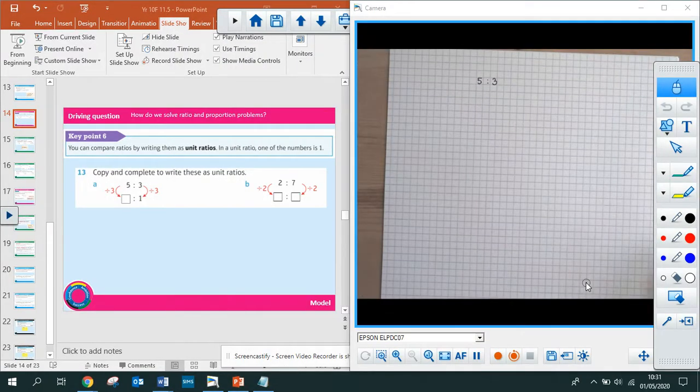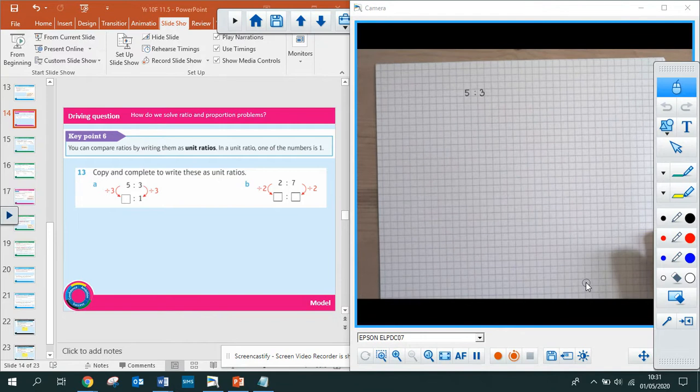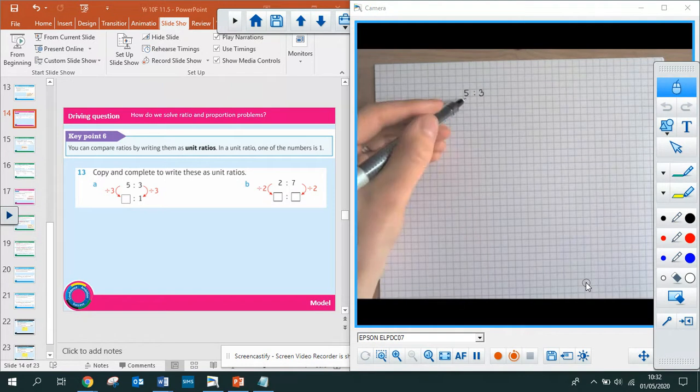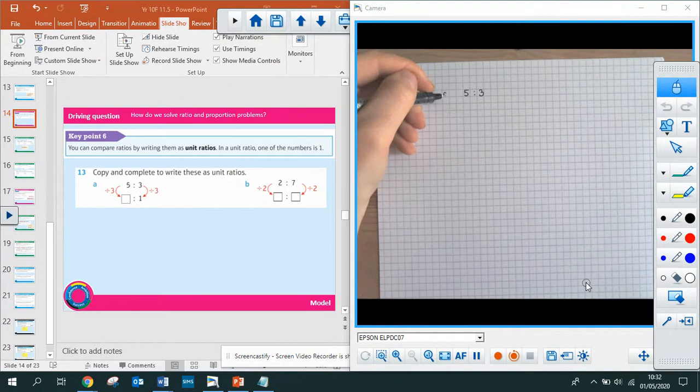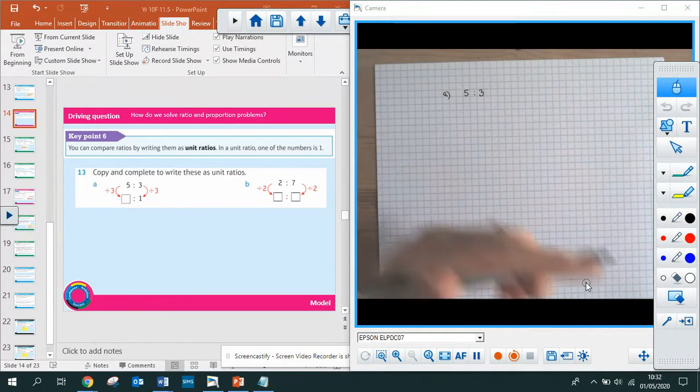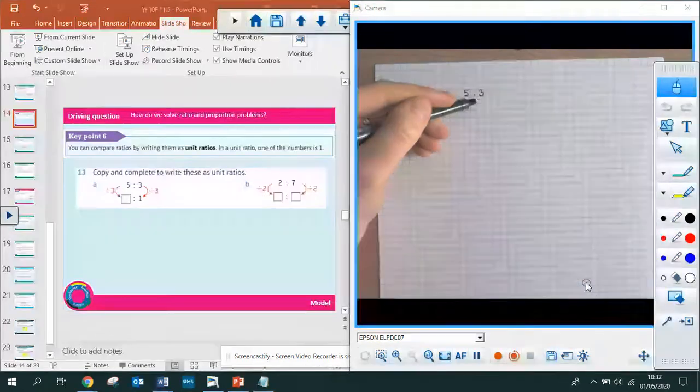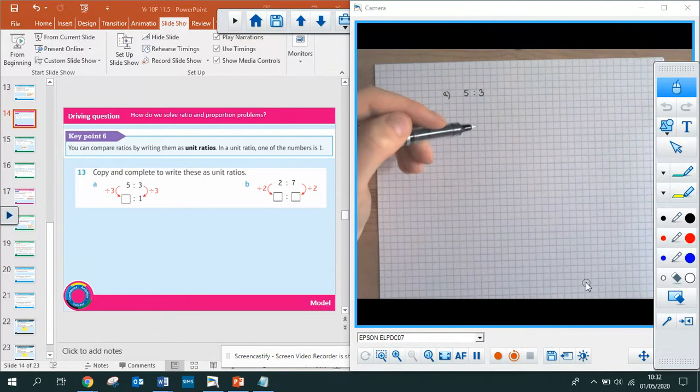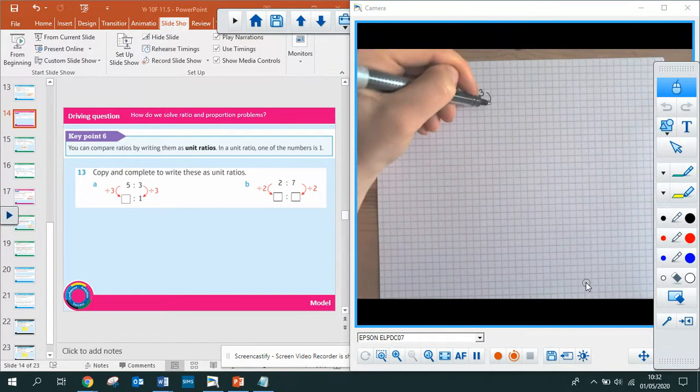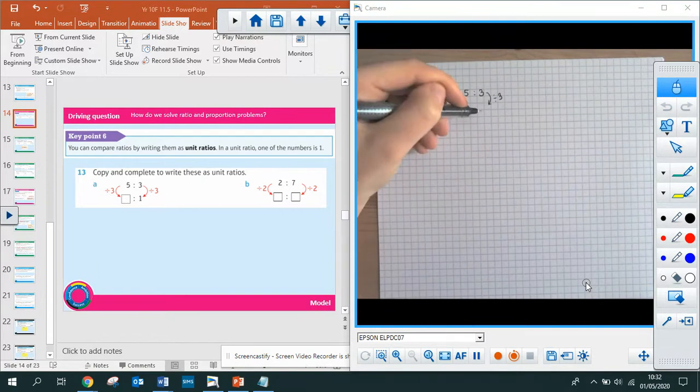Okay, so the question has asked you to write this ratio as a unit ratio. As we know from our key point, that means one of the numbers in the ratio is going to be 1. You look at the ratio you've been given, so that's 5 to 3, this is part A. Which is the smallest number in that ratio? Well, it's 3. How do I get 3 to 1? I divide by 3. That gives me 1.